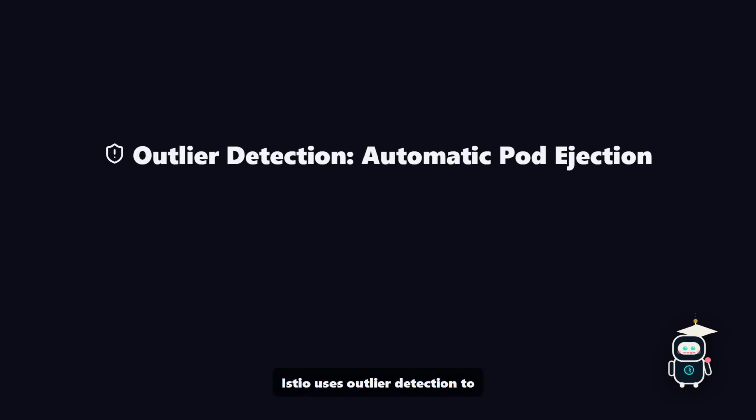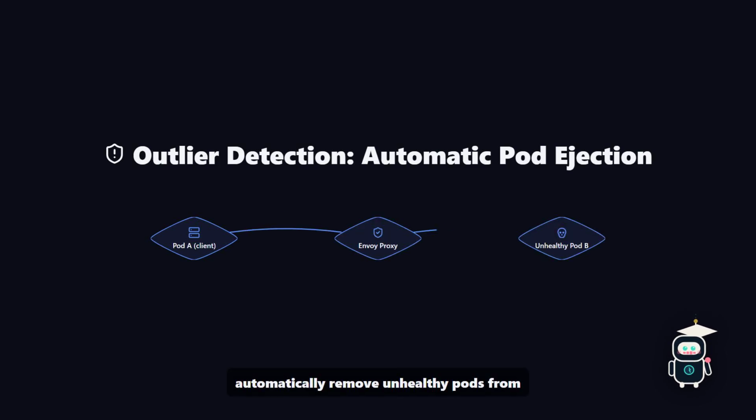Istio uses outlier detection to automatically remove unhealthy pods from the load balancing pool. When the Envoy sidecar observes a configured number of consecutive 5xx errors from a pod, it ejects it from the pool, stopping all traffic to that instance. This happens without waiting for a readiness probe. The sidecar reacts to real-time failure signals. So your circuit breaker isn't just a wall, it's an active ejection mechanism.